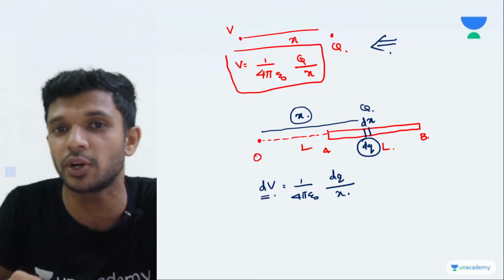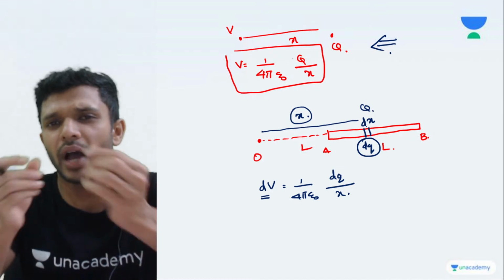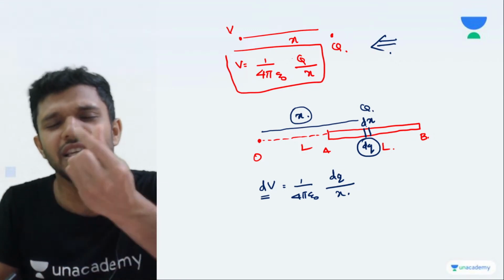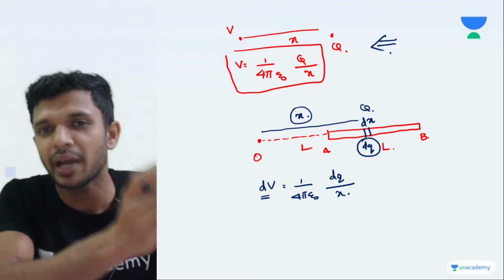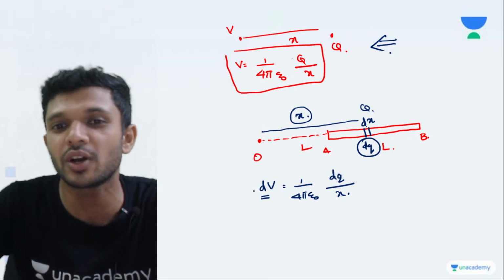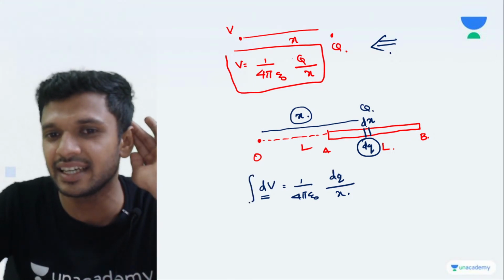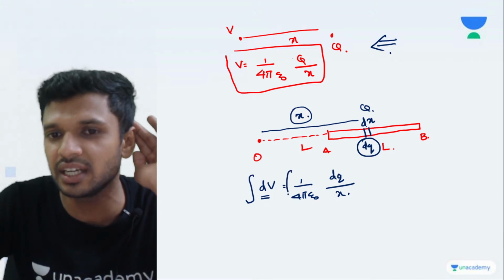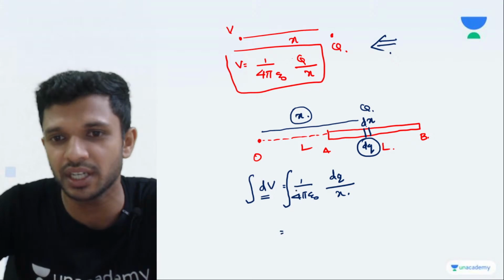This is the small potential. How will you find out the entire potential? We have to add up the potential produced by each and every small charge. And that operator we call by the name of, yes, integration. We have to do the integration here. So let us do the integration.